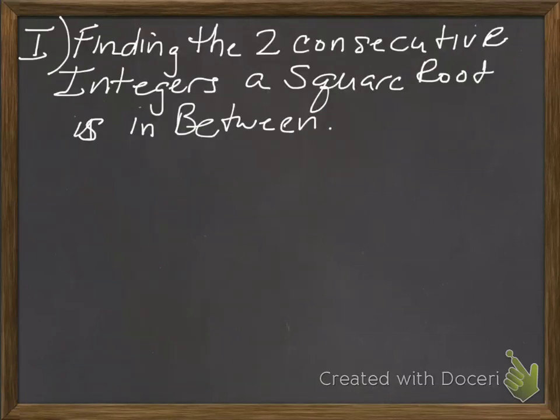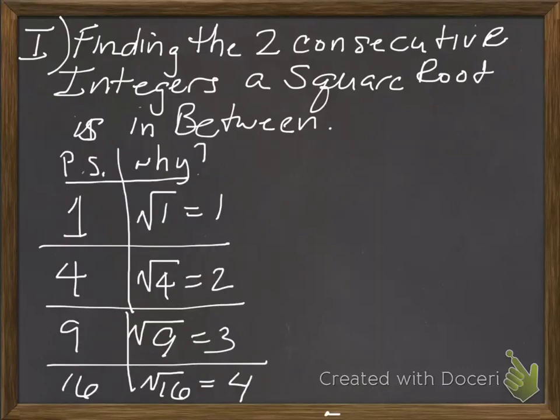The first part to 3-6 is finding the two consecutive integers the square root is in between. On Monday, we ended off the notes by making a table of perfect squares. And I told you that it's going to come in handy. This is where it comes in handy the most. For the first part of 3-6, they're asking you to find the two consecutive integers, remember, integers, that the square root is in between.